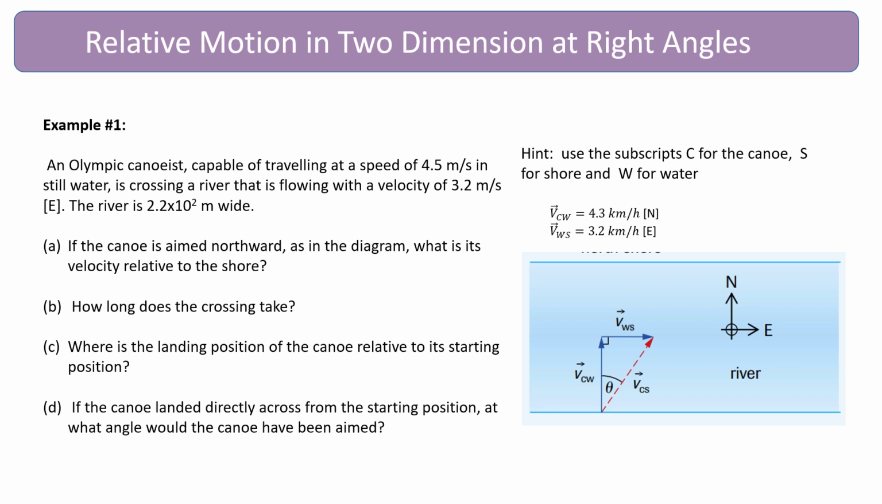We have the canoe going north. We have the water, the current, flowing at a 90-degree angle to the canoe. And so we have the resultant vector. So we see that the water, the current, has pushed the canoe.